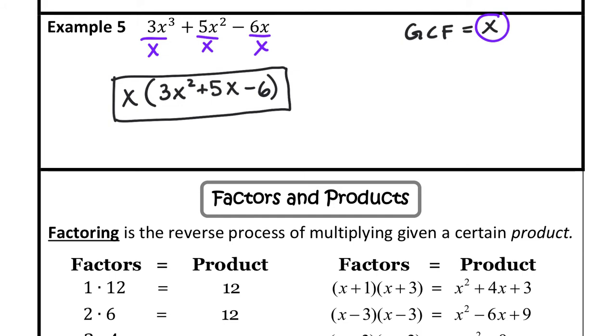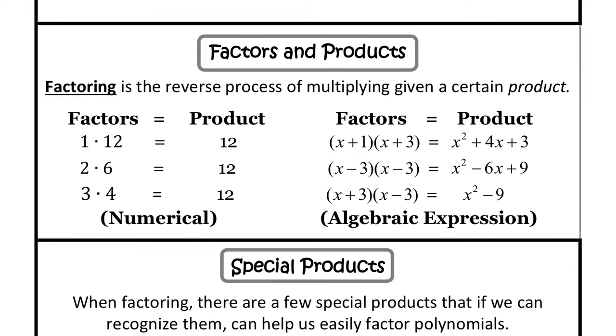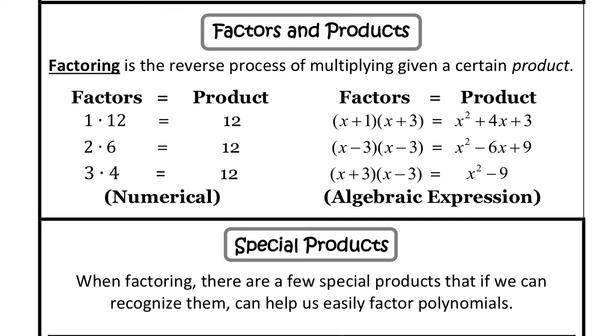So I hope we got kind of an idea for the GCFs and finding the GCFs. The next topic that we're going to look at is factors and products. As I mentioned earlier, factoring is the reverse process of multiplying given a certain product. So for example, if I'm working with numbers, numerically, if I'm looking at the number 12, I can say, well, what are the factors of 12?